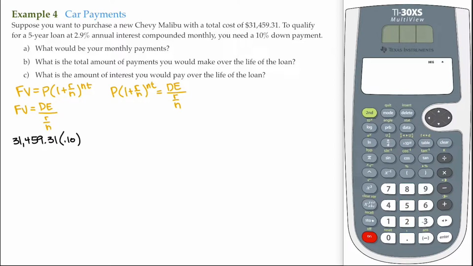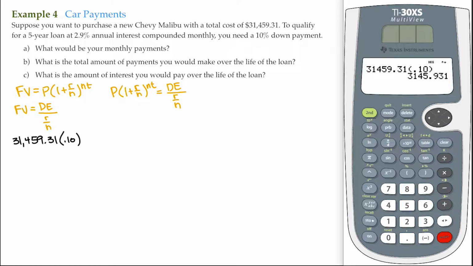So of course on our calculators, 31,459.31. And we'll multiply that by 10%. And you would need $3,145.93 as a down payment.